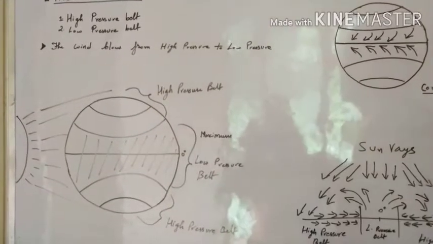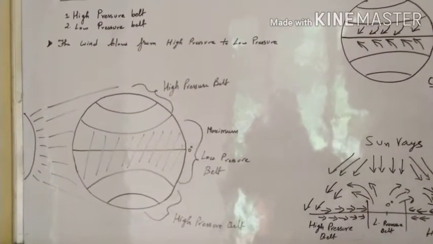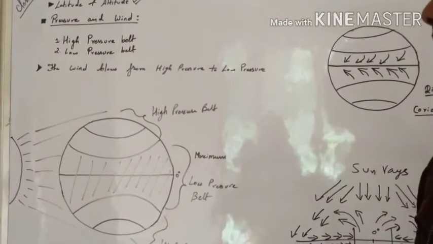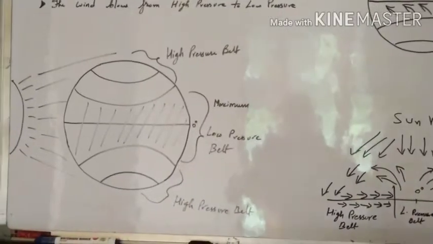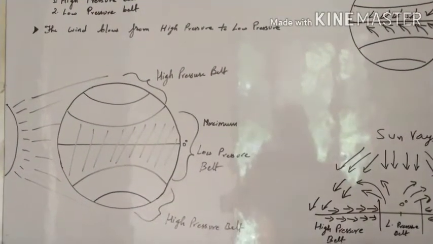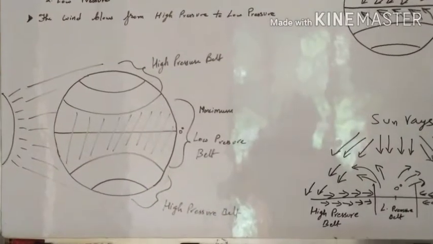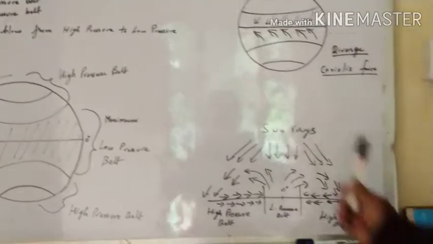That means the dense air is there, the density of air is high. So when the air becomes lighter here, it rises up and it creates a vacuum. At that time the heavy air flows towards the low pressure belt. So there is a circular movement of the air. Now this we can understand with the help of another diagram which I have drawn here.